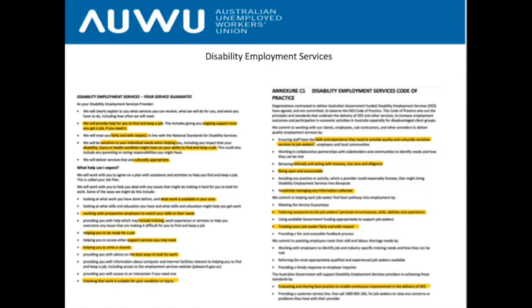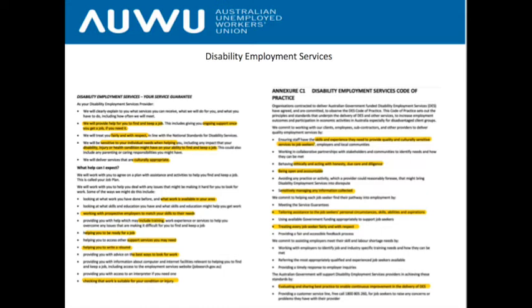And here are some of the quite surprising aspects that DES agencies are required to provide. They're meant to work with prospective employers to match skills to your need. They're meant to provide you with help, which may include training, work experience or services to help you overcome any issues that are making it difficult for you to find and keep a job. Any issues. They're meant to help you access other support services you may need, provide you with advice on the best ways to look for work, and check that work is suitable for your condition or injury.